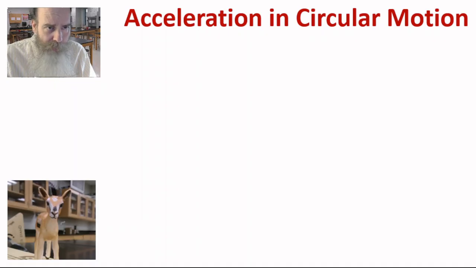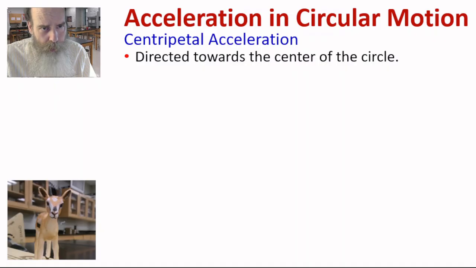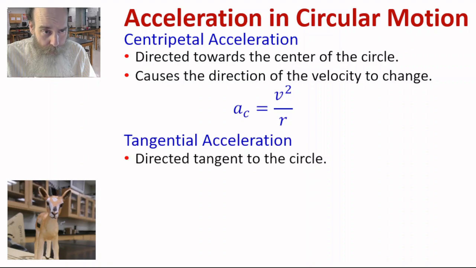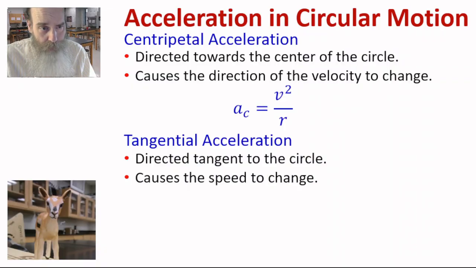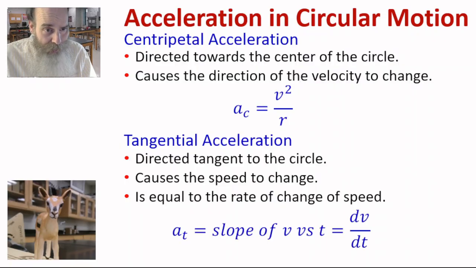Here is a summary of what we've learned about acceleration in circular motion. First of all, there is centripetal acceleration. It is directed towards the center of the circle. It causes the direction of the velocity to change, and it is given by this function, a_c equals v squared over r, where v is the speed and r is the radius. Tangential acceleration. This is directed tangent to the circle. It causes the speed to change. It is equal to the rate of change of speed. So we can write a_T equals the slope of v versus t, which is dv by dt.